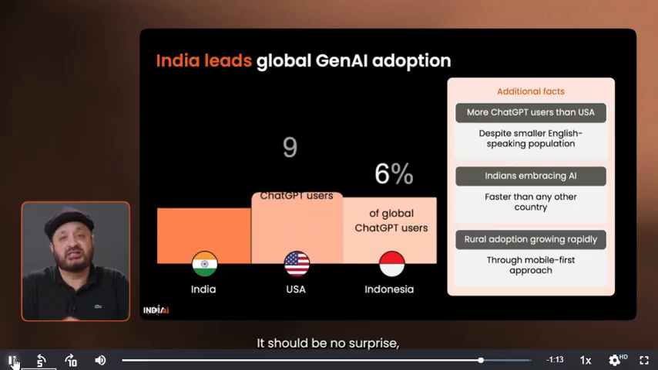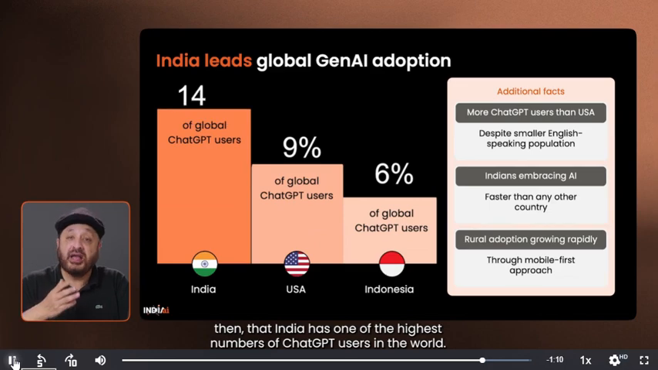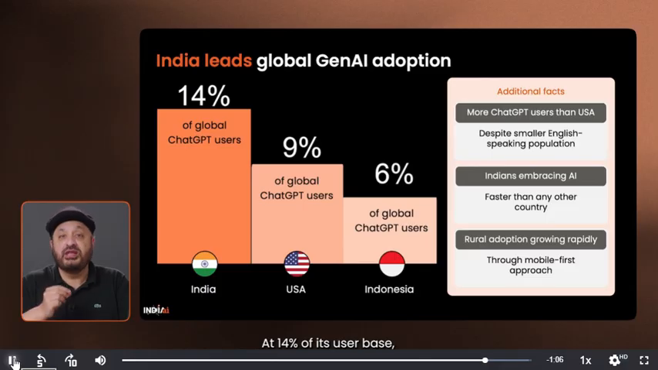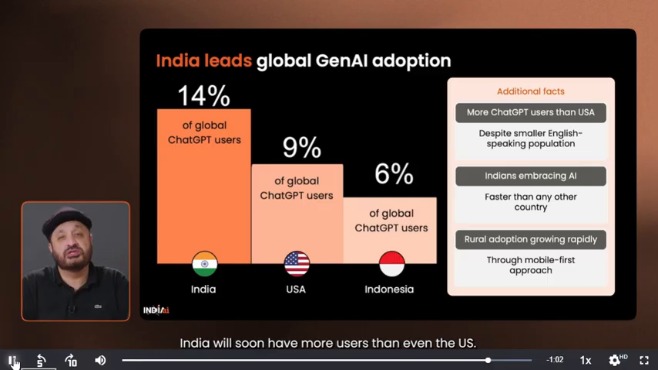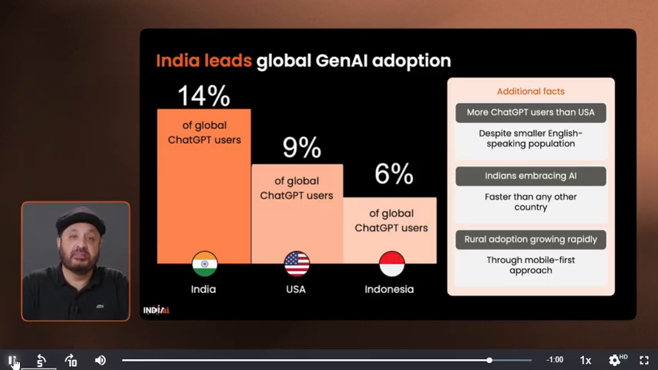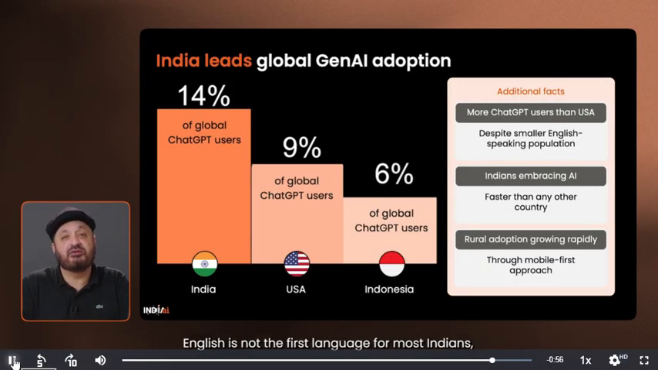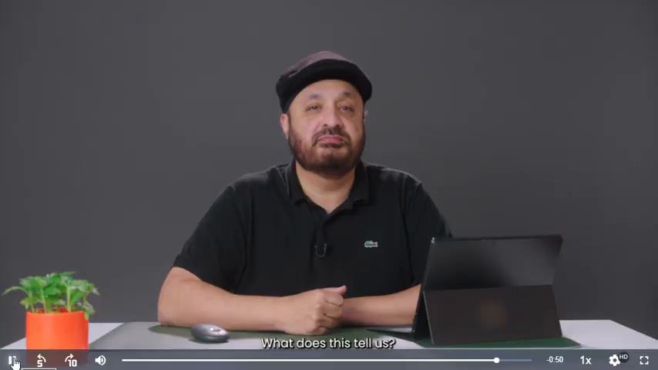It should be no surprise then that India has one of the highest number of ChatGPT users in the world. At 14% of its user base, India will soon have more users than even the USA. Think about this for a moment. English is not the first language for most Indians, yet we are leading the world in AI adoption. What does this tell us?